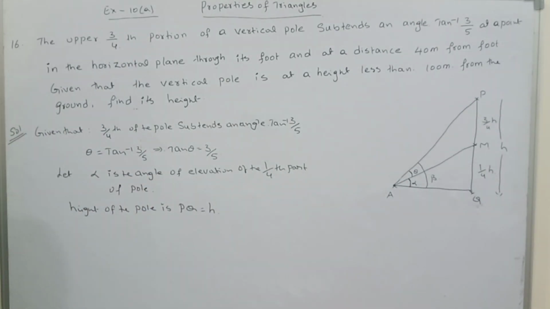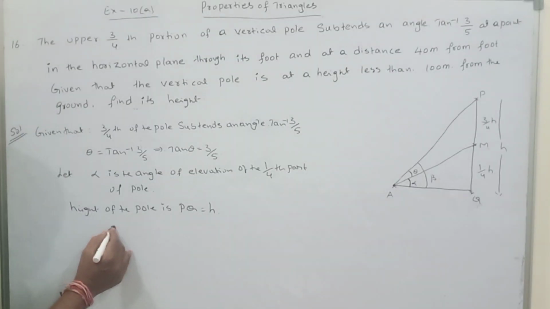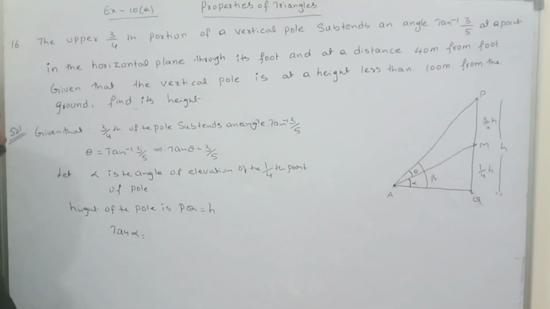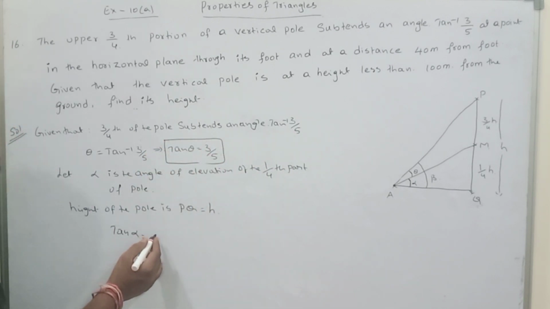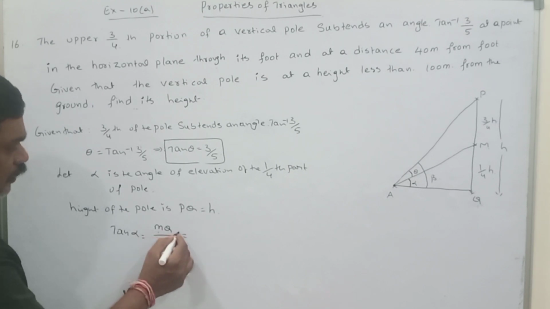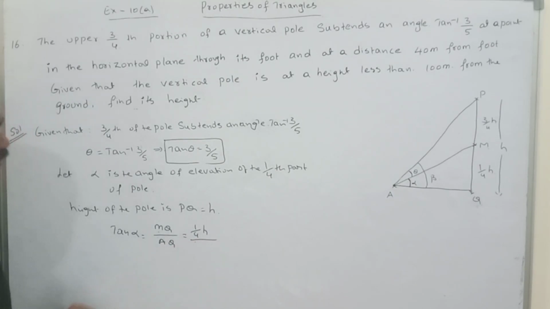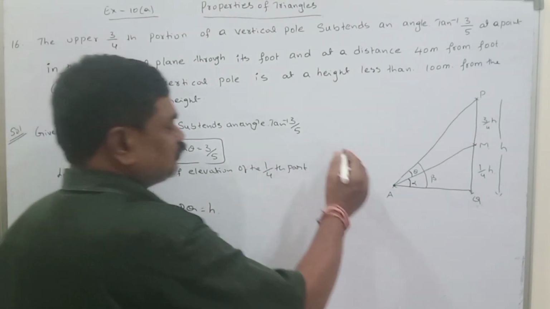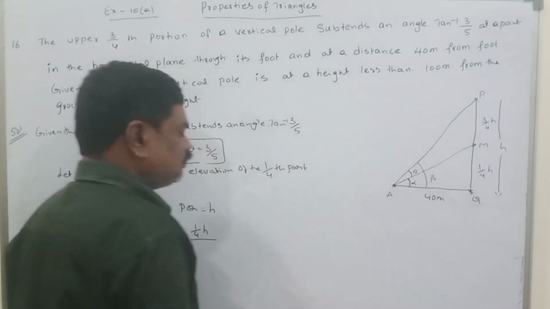So, the height of the pole PQ is equal to H. Here tan theta is equal to 3 by 5, and tan alpha is equal to MQ by AQ. MQ is equal to 1 by 4 H, and AQ is given as 40 meters, from the foot of the pole to the observer point.